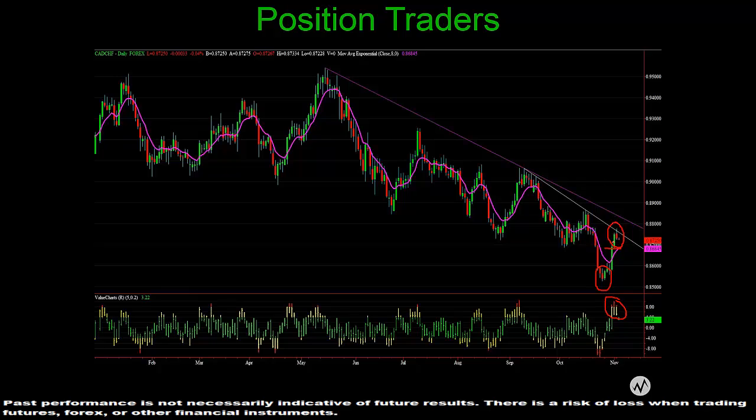So I would have taken a short right on this one, or at least the open of this one, if I was a position trader. So that's that really high confidence, high probability trade, because all 3 time frames are in agreement with a downtrend.